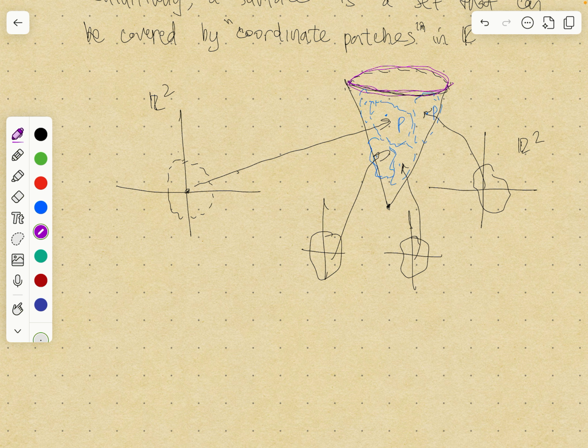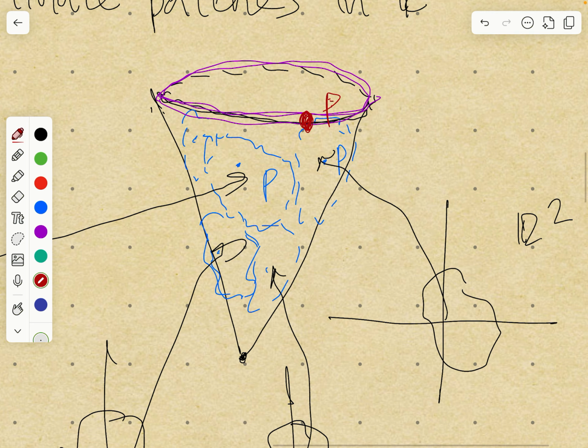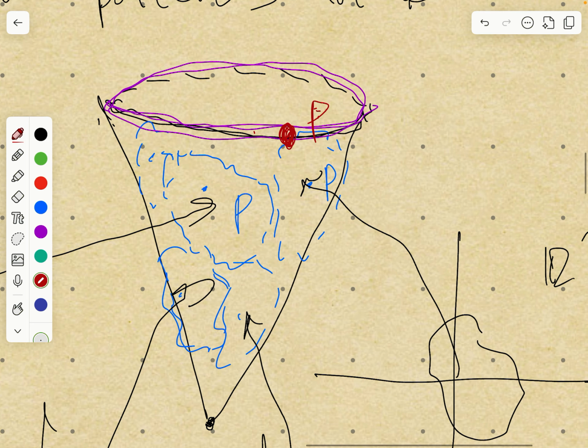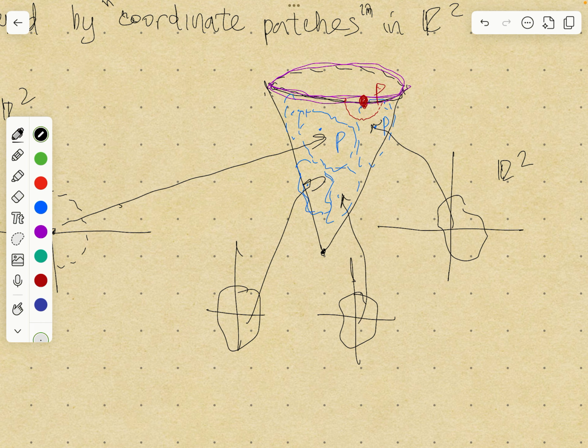Okay. Let's say you have a point here. You look at a point here. Now this point does have a neighborhood. Let's say you look at the points close to this point P, but you look at the points that are on the cone that are near it. Well, if you look at how to map that by R2, that's not going to be an open set in R2.